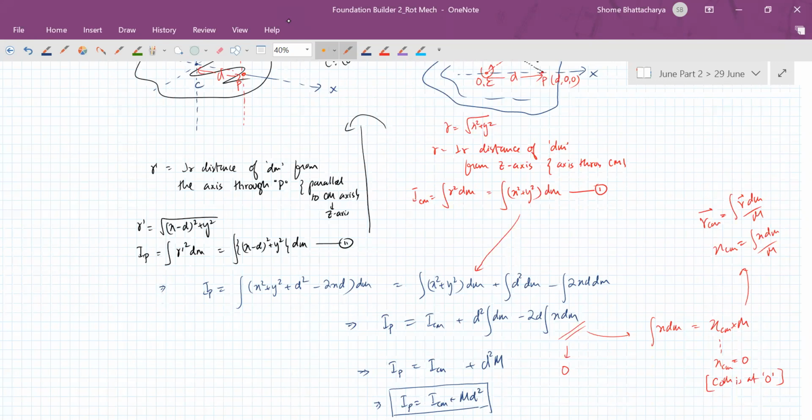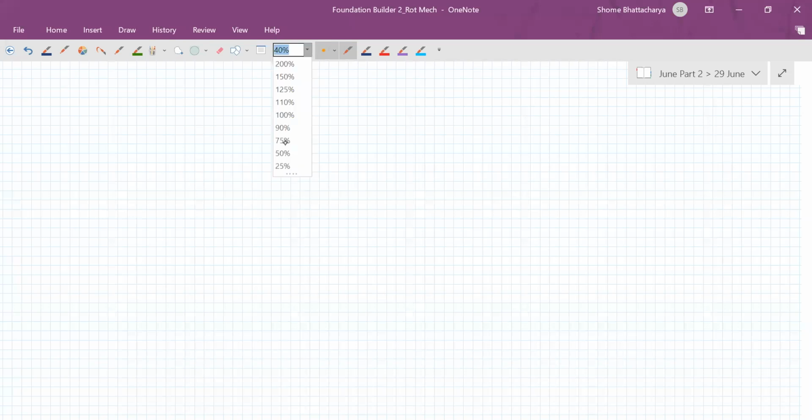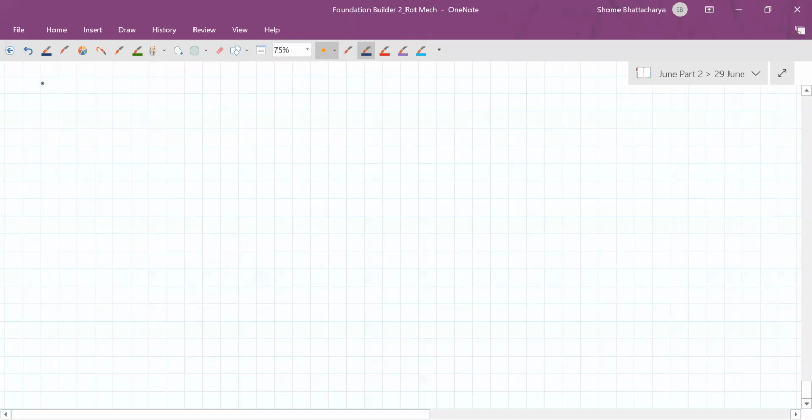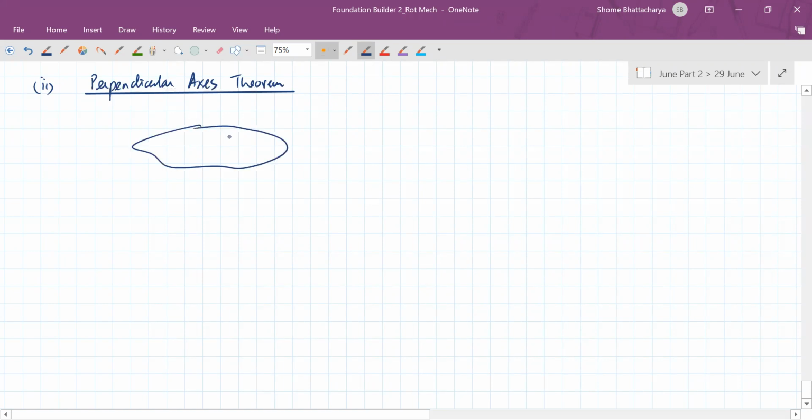Okay, people, so hope this proof is clear. Now moving on to the perpendicular axis theorem. It's actually a much simpler proof. So here, remember, we are talking about a laminar body. It's not three-dimensional. So imagine our lamina is lying in the XY plane like this. The Z-axis is cutting it perpendicularly.